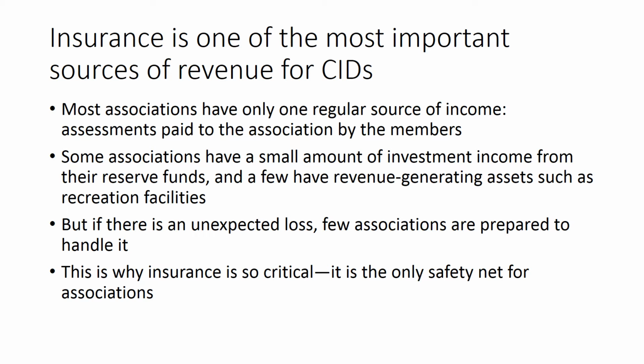insurance becomes critical. Few associations are actually prepared to handle losses like this, that is, to pay for them out of association funds. Because by definition, an unexpected loss would be one that they did not budget for in advance, and one that, although they might have a small contingency fund, that's always possible.